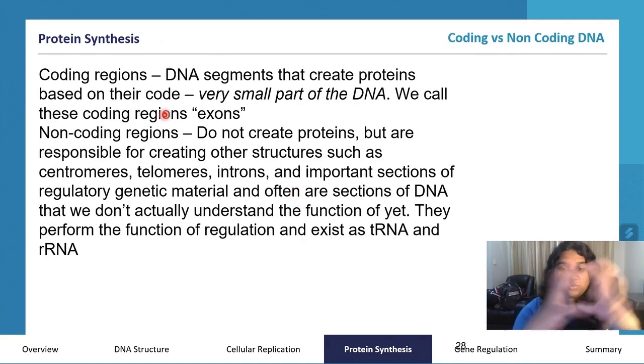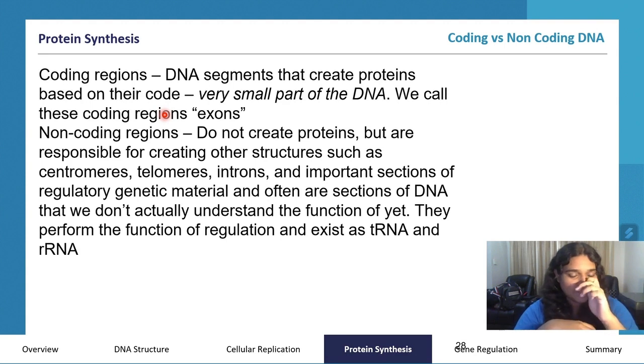Within our DNA, I did touch on this a little bit earlier, but I'm going to go into detail now. We've got coding regions that actually code for a particular protein or create functional gene products. This makes up a very, very small part of the DNA, and you call these coding regions exons. These are the ones that are useful in terms of creating proteins or gene products that end up doing a particular function for a cell.